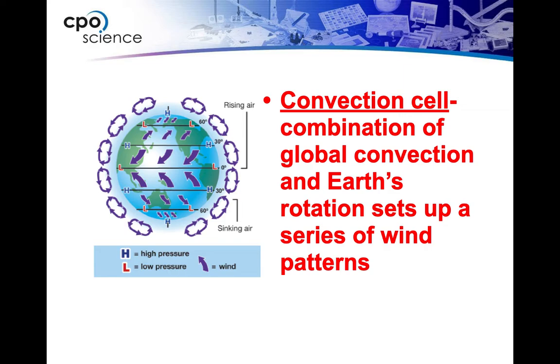Near the poles, so near the North Pole and the South Pole, we have the opposite happening. It's going to not be warm there. It's going to be cooler air there, more dense, so it's going to create areas of high pressure. So we get these things called convection cells on Earth's surface. Remember, convection means circulating, just like you see in this picture here. Combination of global convection and Earth's rotation set up a series of wind patterns on Earth's surface. So you'll also see that with the purple arrows there, we have other patterns of how the wind blows on Earth's surface.